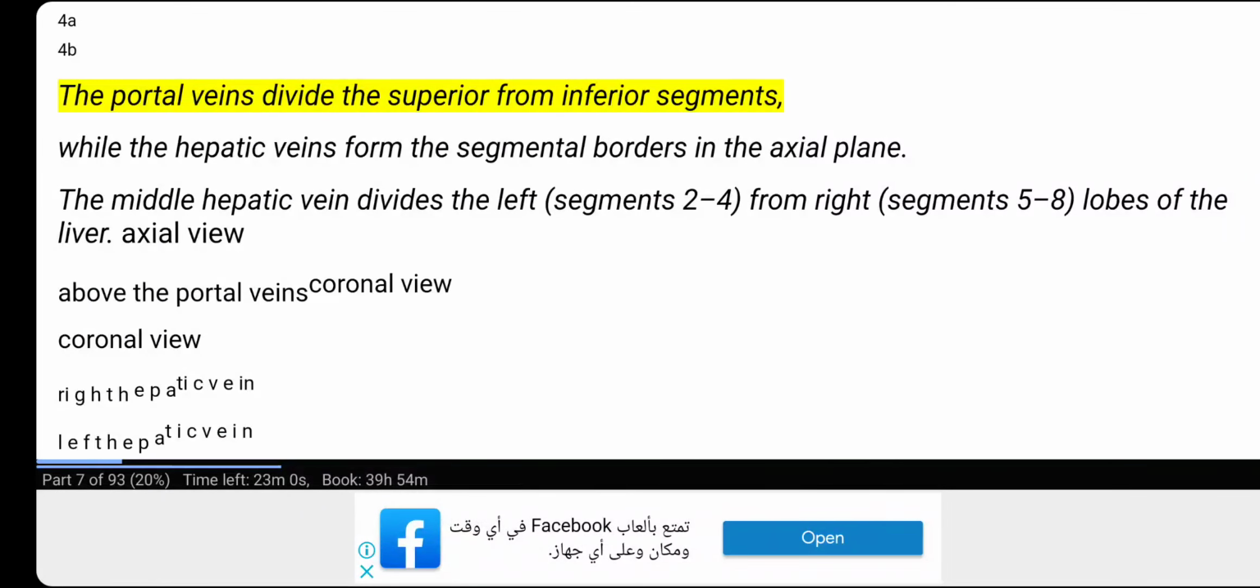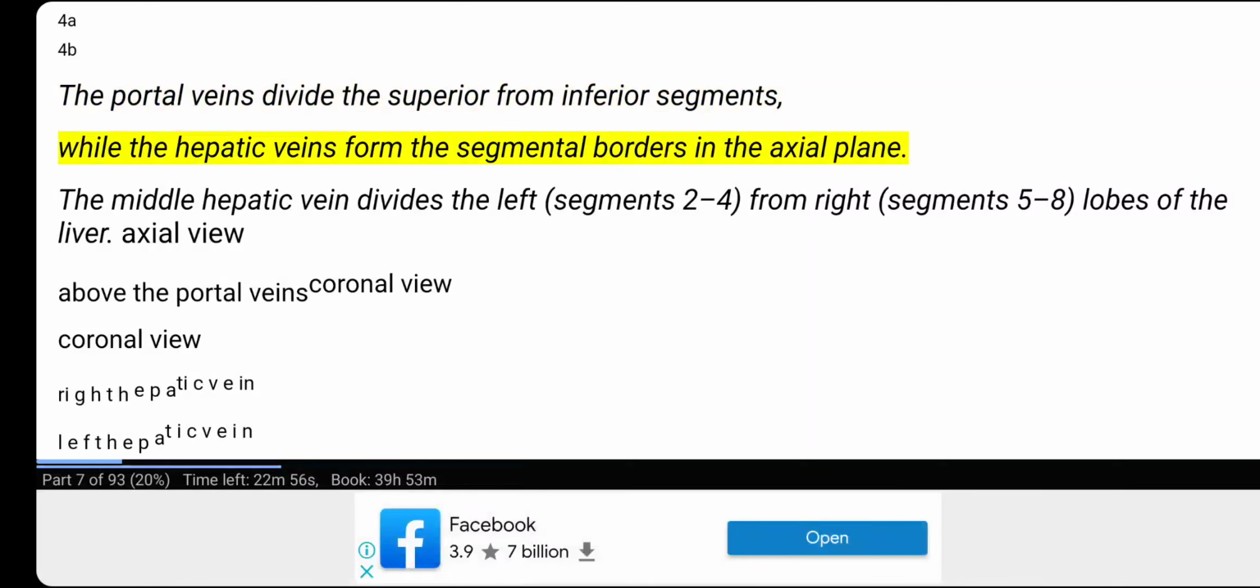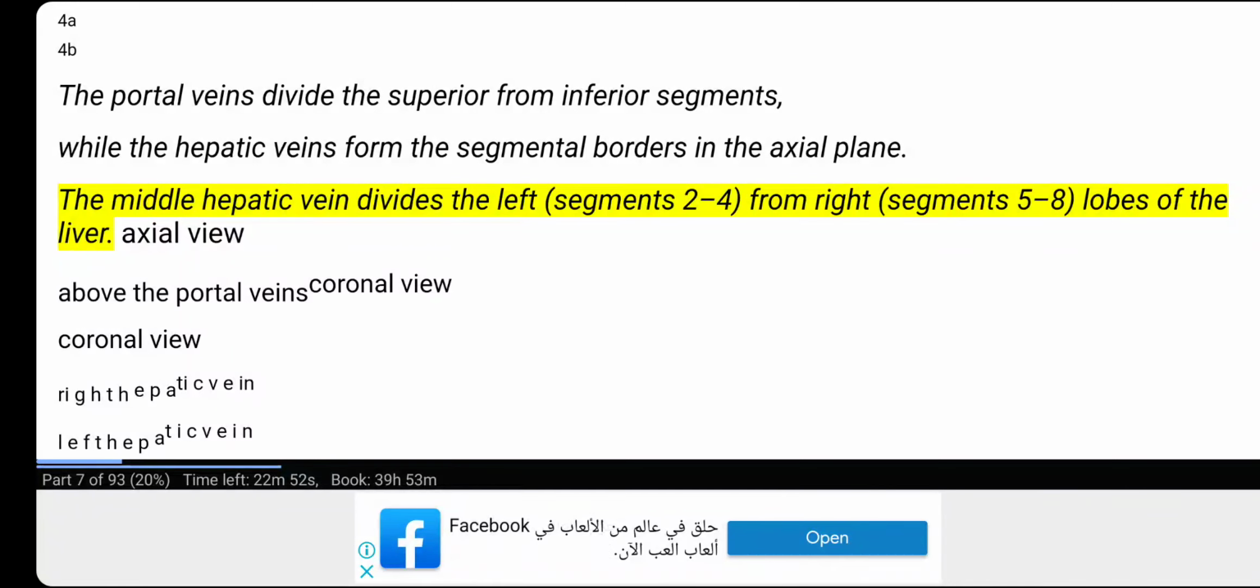The portal veins divide the superior from inferior segments, while the hepatic veins form the segmental borders in the axial plane. The middle hepatic vein divides the left segments 2 to 4 from right segments 5 to 8 lobes of the liver. Axial view. Above the portal vein. Coronal view.